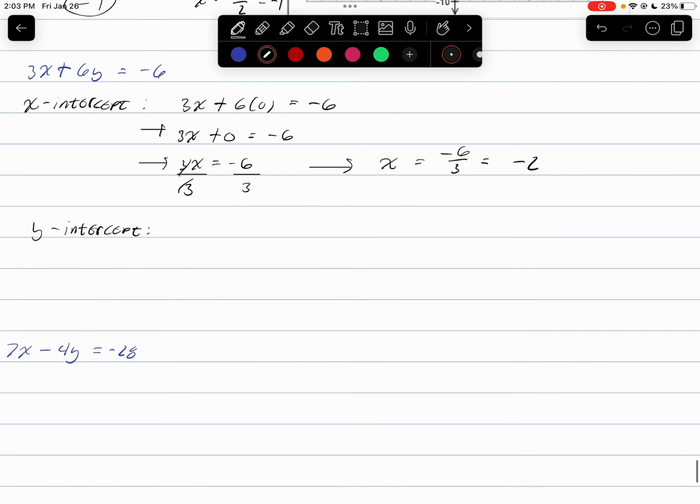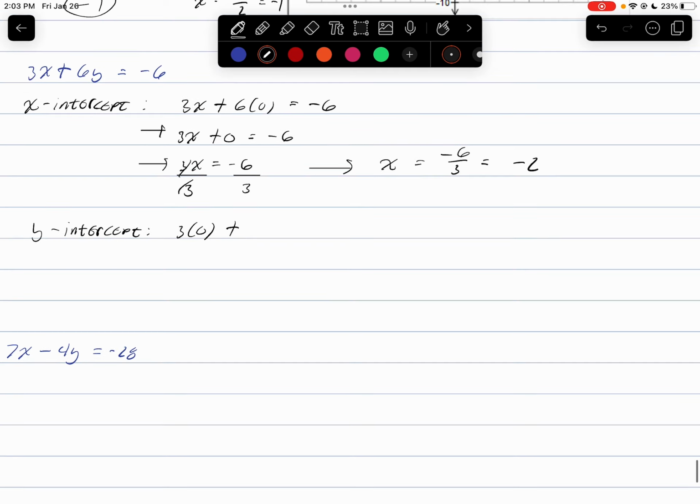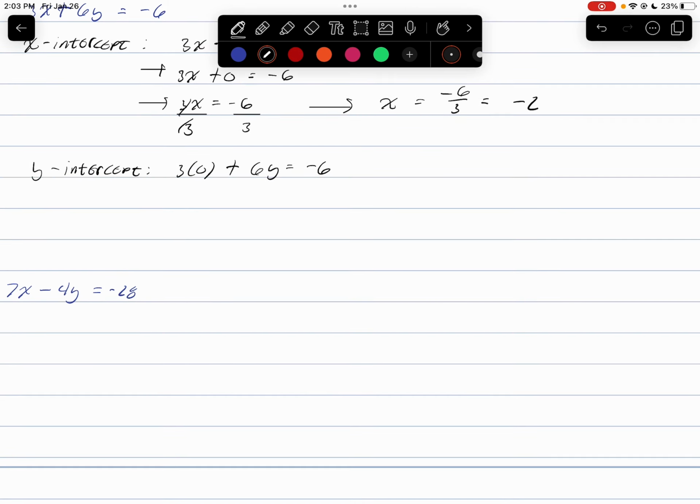Here we're going to set our x value equal to 0. So we have 3 times 0 plus 6y is equal to negative 6. Well, 3 times 0 is just 0, so we get 0 plus 6y is equal to negative 6, or 6y is equal to negative 6. From here, we can divide both sides by 6, and we get y is equal to negative 6 over 6, or just negative 1. So our y-intercept is negative 1.